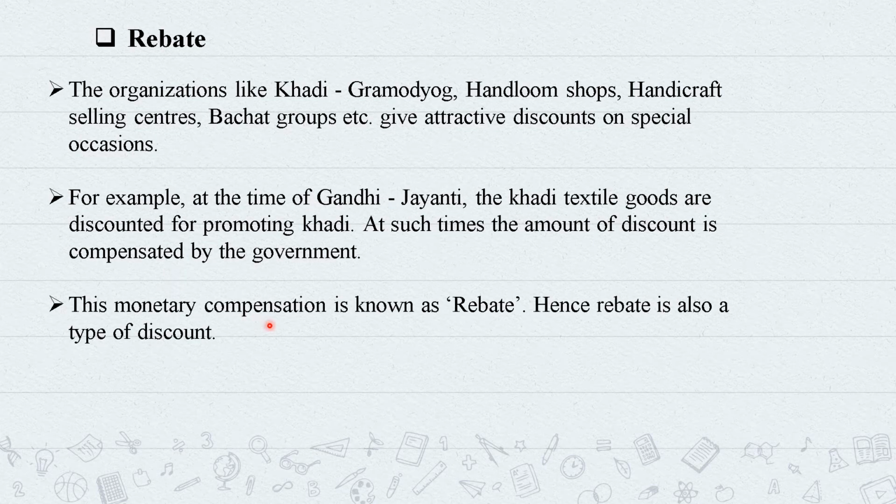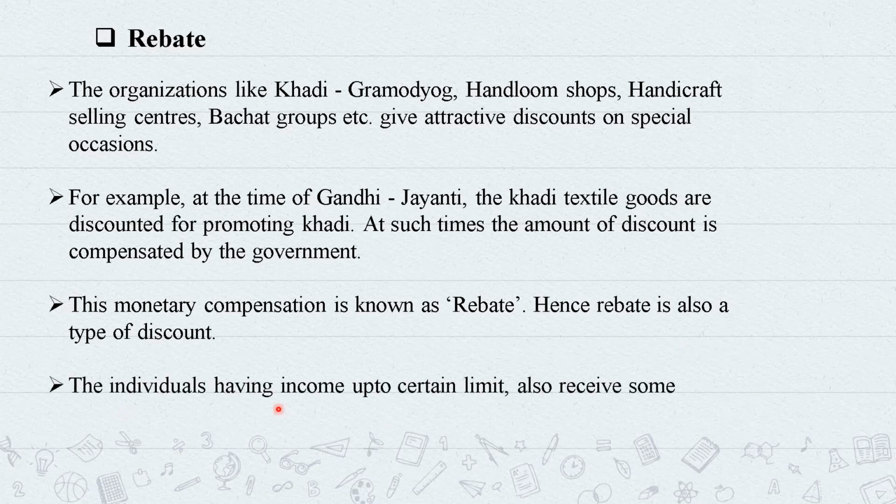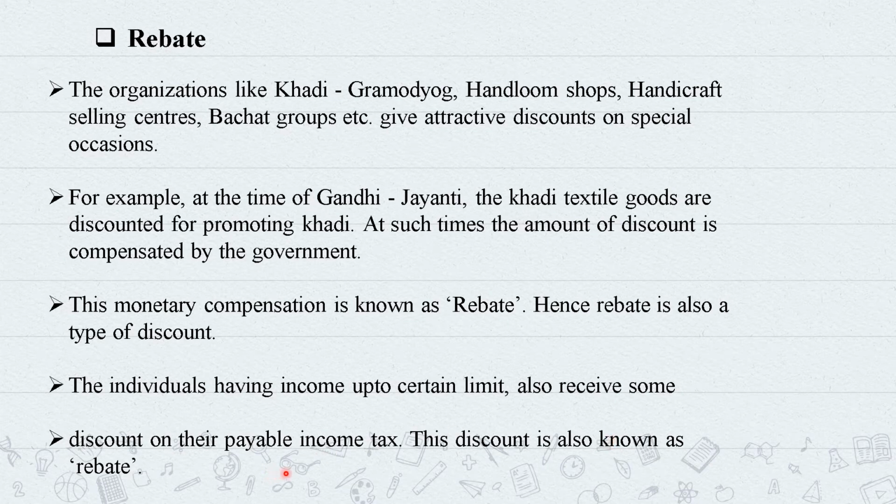Now, this monetary compensation, or the money that is paid by the government in order to give the discount on that particular commodity, is called rebate. Hence, a rebate is also a type of discount. Thus, an individual having income up to a certain limit also receives some discount on the payable income tax. This discount is also known as rebate. So the discount that is given on payable income tax is also called rebate. Knowing the concept of rebate, let us solve a few sums.